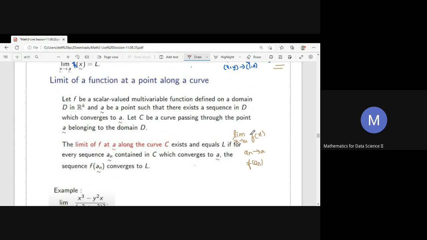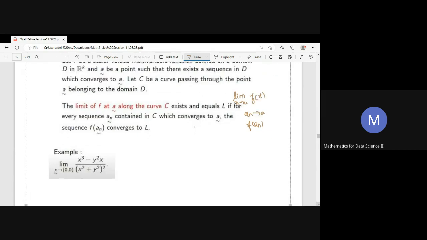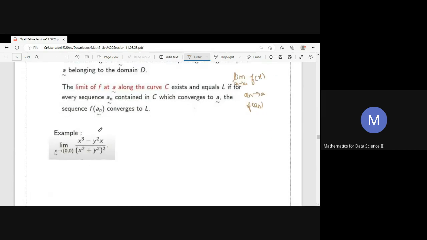The same concept is what we are going to use here. I'm going to explain it step by step. So consider this function here. Instead of sequences, you can use sequences also, and you can also use different curves. Using curves is very common for this kind of multivariable function. So let us see what the different curves are.